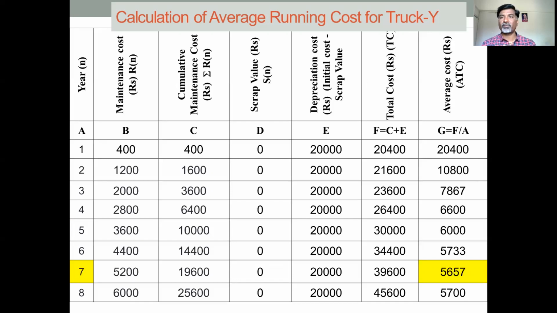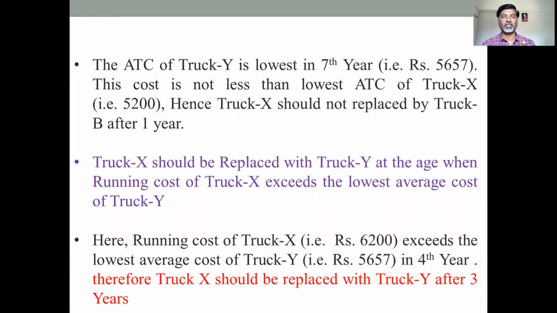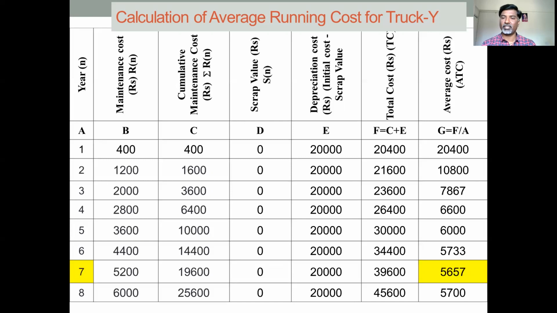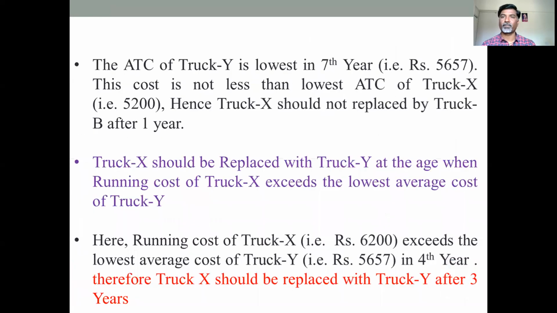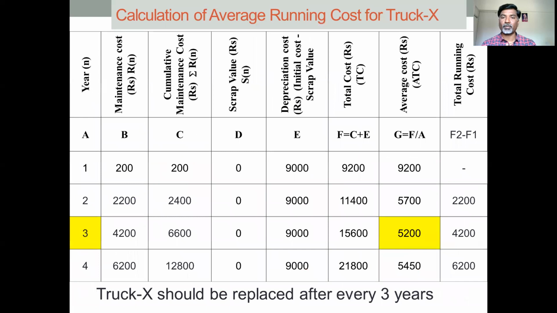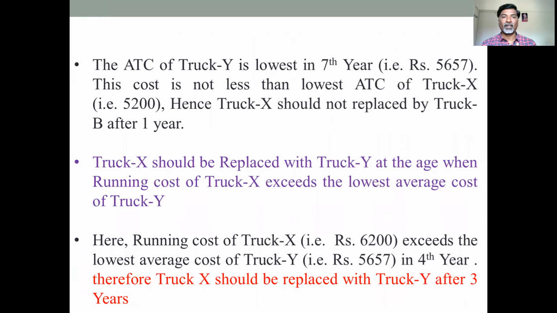So what is the average cost for truck Y? Average cost for truck Y is 5,657. So see what is the answer? The annual total cost of truck Y is lowest in the 7th year. We identified that it is lowest in the 7th year, that is 5,657. This cost is not less than the annual total cost of truck X. What is the total annual cost of truck X? That is 5,200 rupees.